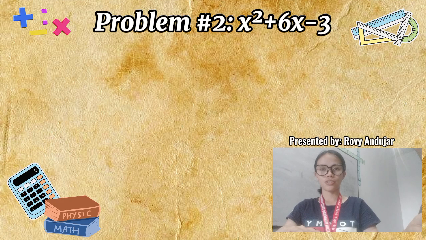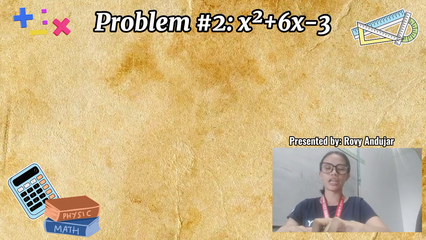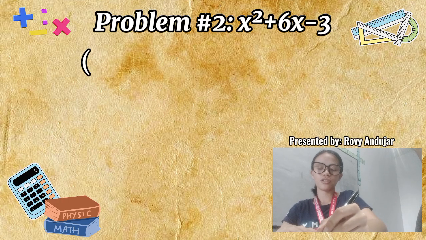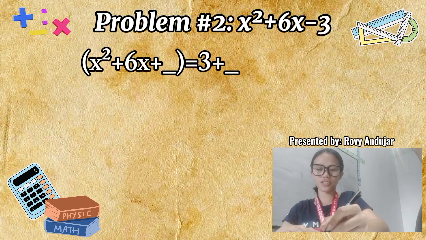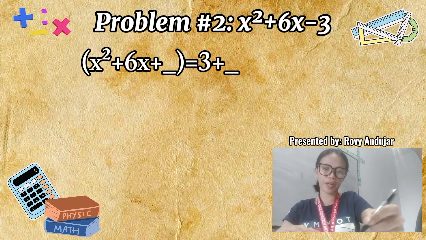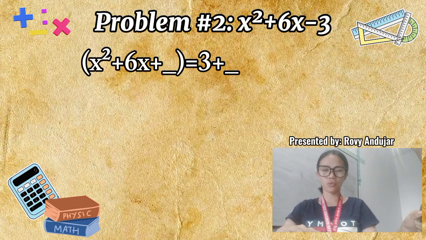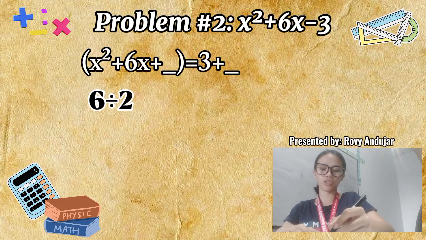So let's start. So first thing we need to do is to use completing the square. But as you can see here, our a is not 3, our a is 1. So just like what I've said earlier, if our a is 1, we don't need to factor it out anymore. So you just need to copy x squared plus 6x. Then you transfer the negative 3, which will become positive 3. And then completing the square, x squared plus 6x plus, leave a space, equals 3 plus space again. So what do we need to do again? Yes, divide the b or the 6 by 2. So 6 divided by 2 is equal to 3.